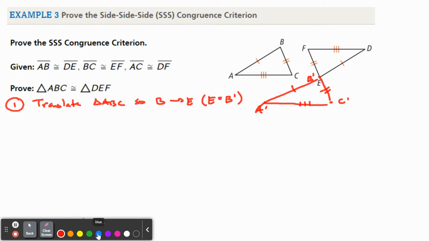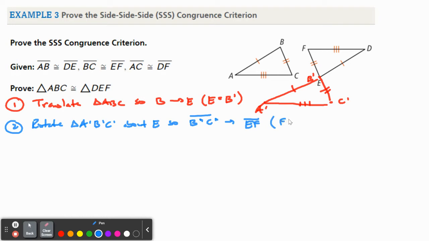Okay? Number 2. Now we're going to rotate. And we're going to rotate triangle A prime B prime C prime about point E, and this time we want C to line up with F. So we want segment B prime C prime to line up with segment EF, which again would now mean that F is equal to C double prime. So I'm going to rotate this triangle counterclockwise up that way, about E, so that C prime comes all the way up here to F.